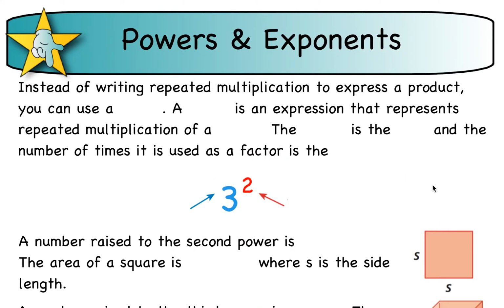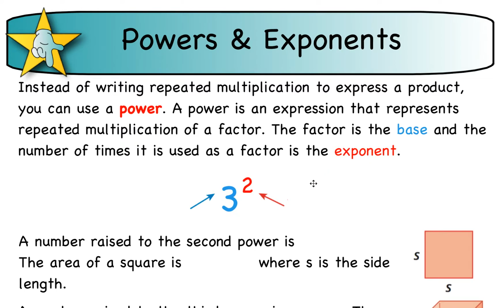So sometimes when we have repeated multiplication, we don't like writing that out. So mathematicians have developed a shorthand way of writing repeated multiplication to express a product, and we use a power. Okay, a power is an expression that represents repeated multiplication of a factor. So the factor is the base, and the number of times that base is multiplied together is called the exponent.